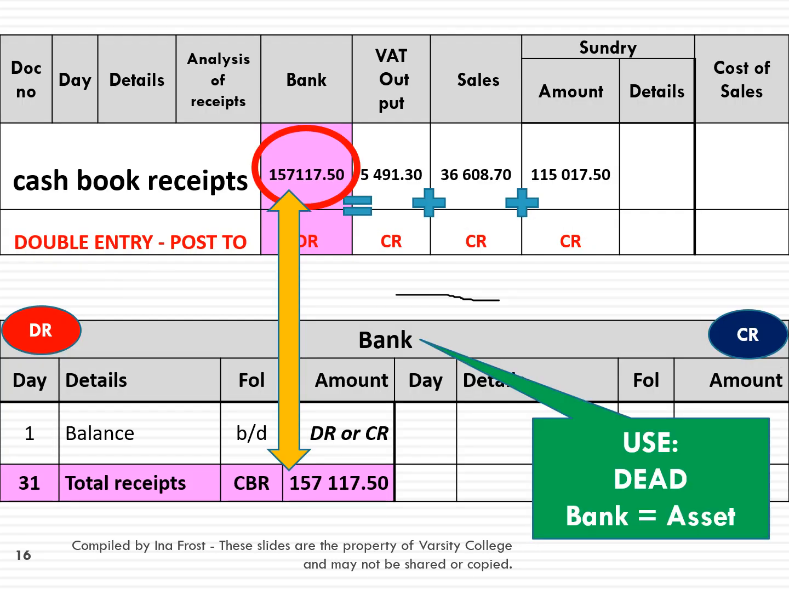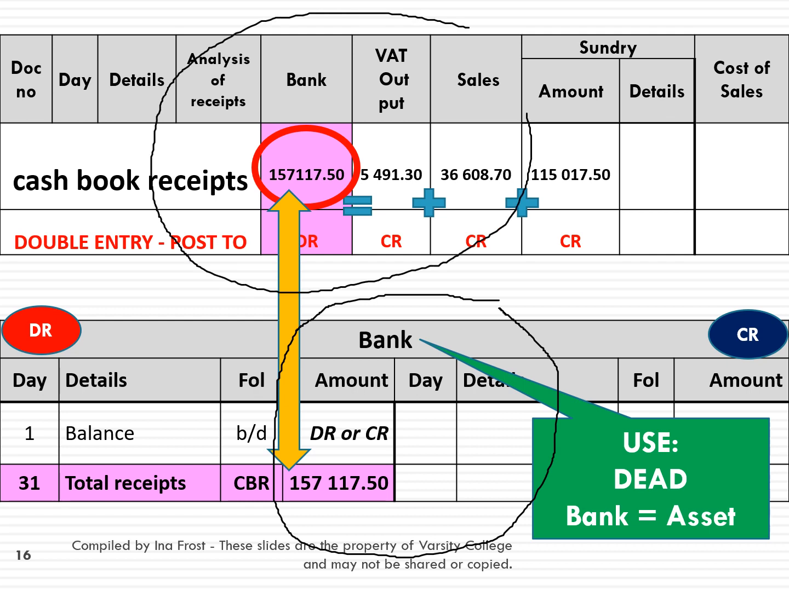So this here at the bottom part of my slide, that's your general ledger, and here at the top of your slide, that is the totals of the cash book receipts. And as I said, I'm working with question 4.8. So if you do want to follow along, you can open your question 4.8 in your textbook. So the first number that we are going to post, we're going to post the total of the bank column to the bank account in the general ledger.